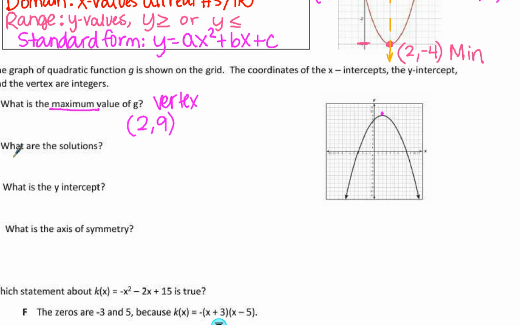Remember, solutions, you've got to be thinking your roots here. I know, it's ridiculous. Why did they give four different names to the same thing? Don't know. I didn't make the rules. So anyways, we're talking about our x-intercepts here, where they cross the x-axis.